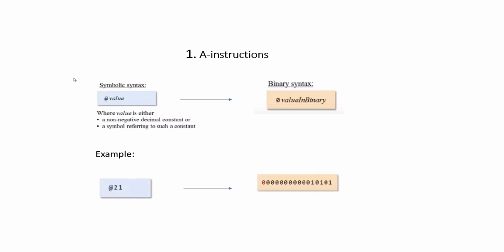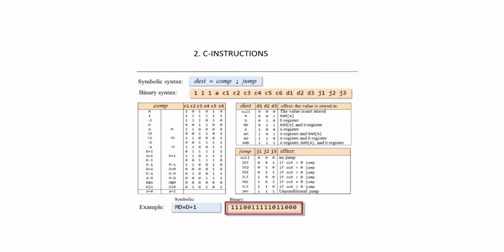A instructions come up in symbolic syntax and there is an equivalent binary syntax to it. So for handling A instructions, if a value is a decimal constant, generate the equivalent 15-bit binary constant and append a 0 opcode to convert it into a 16-bit binary code. C instructions are made up of symbolic syntax and binary syntax, and it is also provided with a set of tables that describe the mapping between the former and the latter.